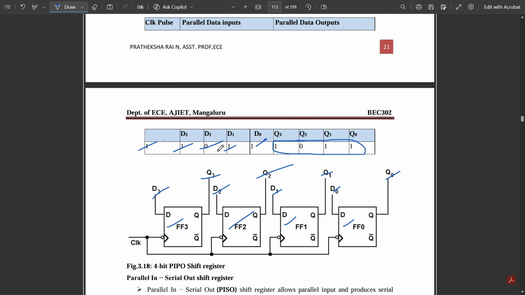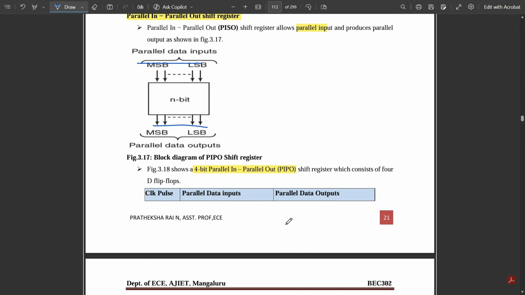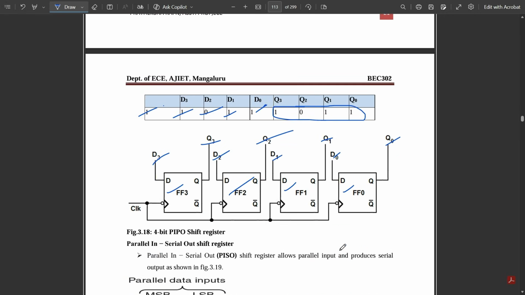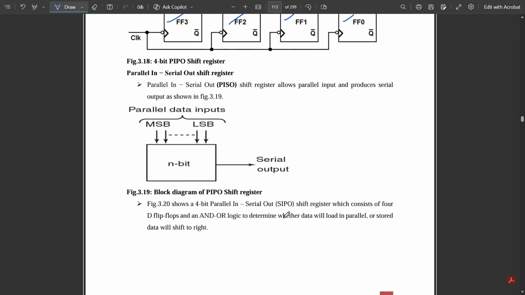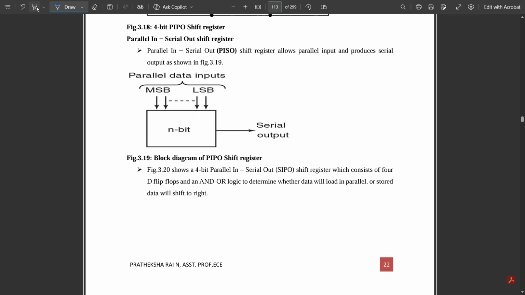It means that whatever data is provided initially at the D flip flop, that only would be there at the output side, because both are connected parallelly to each other. So this is what is meant by parallel in, parallel out. This is the easiest one, you could remember it. Next is parallel in, serial out.